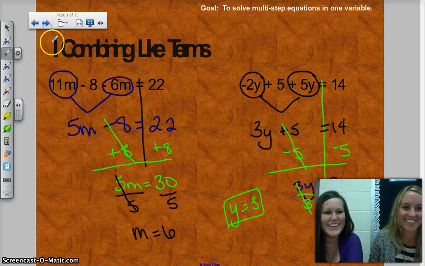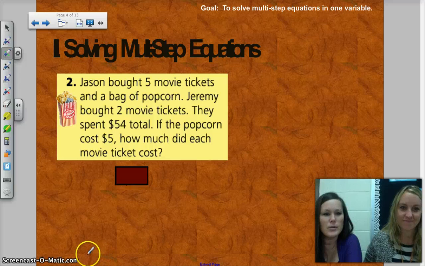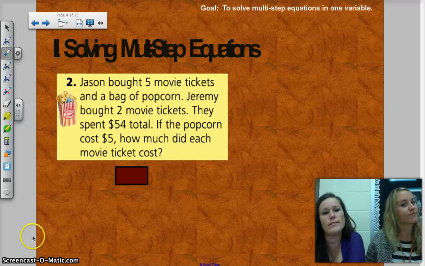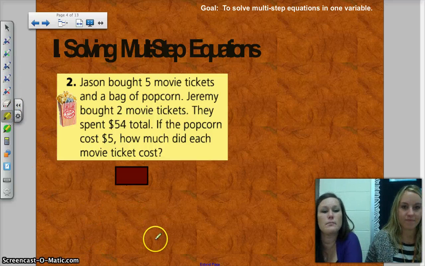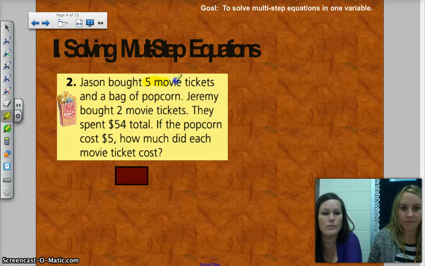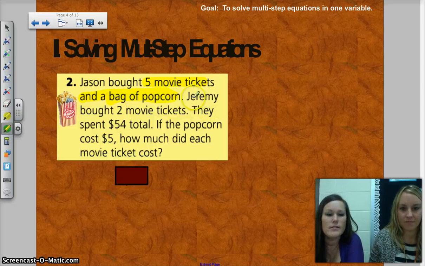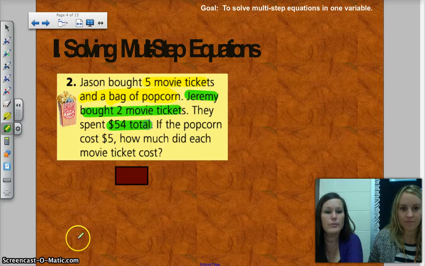All right. Okay. Multi-step equations. Jason's going to the movies with Jeremy. Jason bought 5 movie tickets and a bag of popcorn. Jeremy bought 2 movie tickets. They spent $54 total. If the popcorn costs $5, how much did each movie ticket cost?